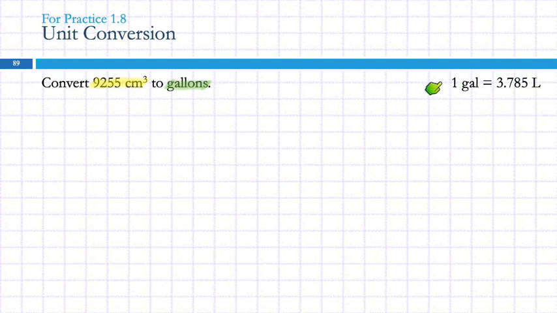So I popped this up because that's not something I remember, and that would be useful here. So my path is going to be 9,255 cubic centimeters. That's my place of origin. That's where I'm starting, and I'm trying to get to gallons. Well, we know 1 centimeter cubed is equal to 1 milliliter. Is that going to help us? Yes. So we could convert this to milliliters because in that table in the book we have this relationship.